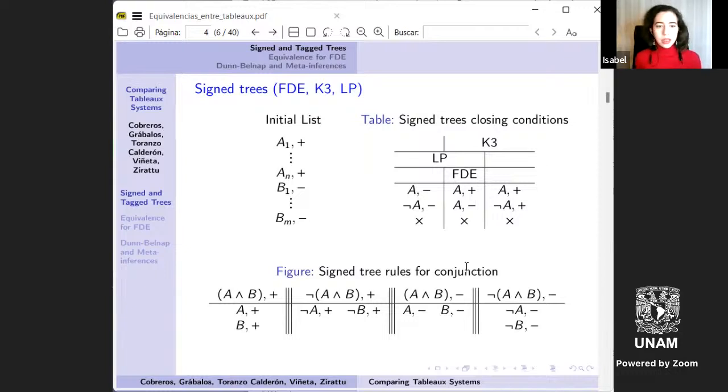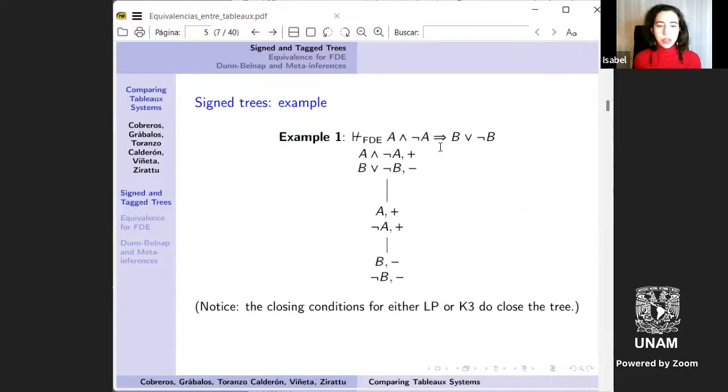So this would be the sign trees, and an example here. We got our premises A and no A implies B or no B. So the premises with a plus, the negations with a minus, and eventually this tree, which does not close for FDE because we do not have the exact same formula with either plus or minus, actually does close for LP and K3, because we do have B minus, no B minus.